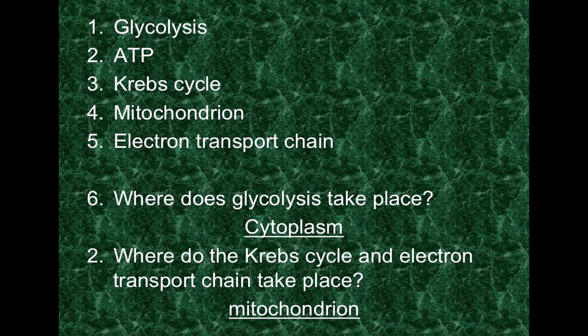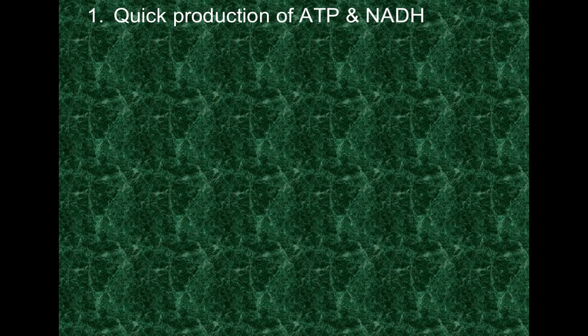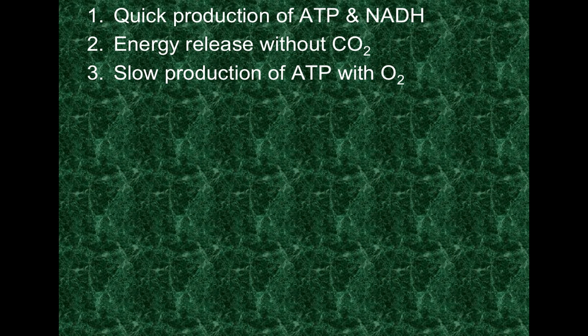So the last 2 things to finish up with cellular respiration, we have a compare and contrast table here that we're going to do on the next slide. The first one is the function. Glycolysis gives us quick production of ATP. We need some quick energy as well as high energy electrons. Fermentation is allowing us to release that energy without oxygen being present. Sorry, that's a typo. That should be oxygen, not CO2, so just take that out there. Cellular respiration is slow production of ATP, but it's with oxygen and it's more efficient.